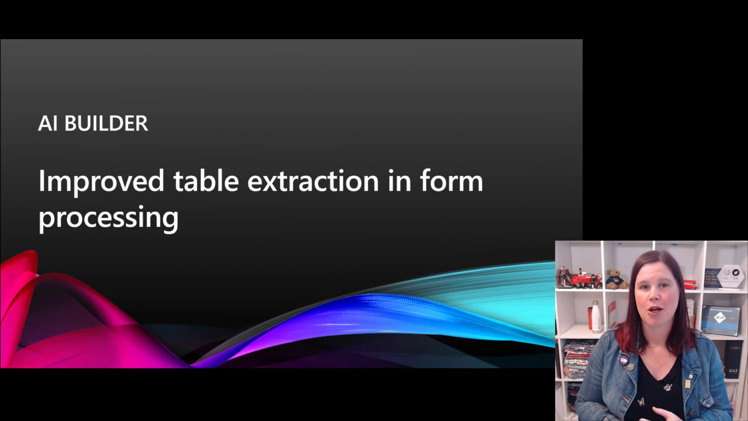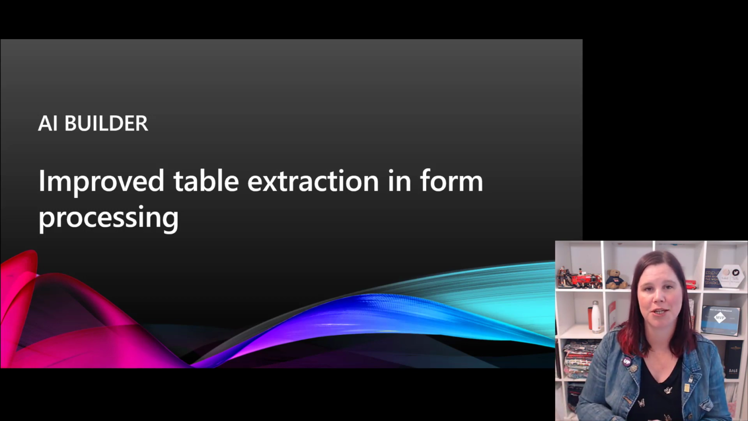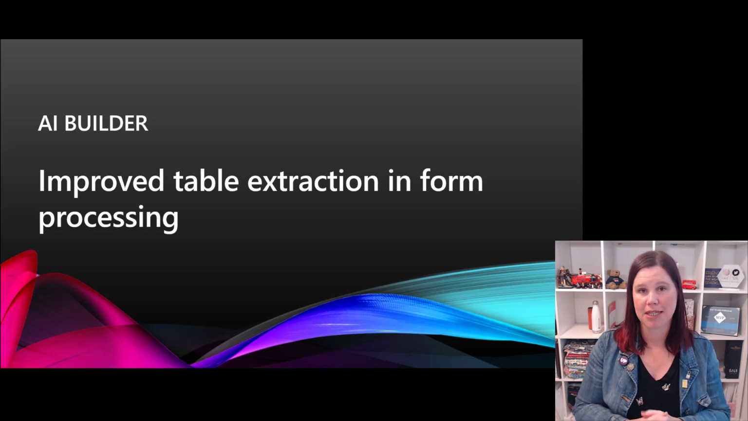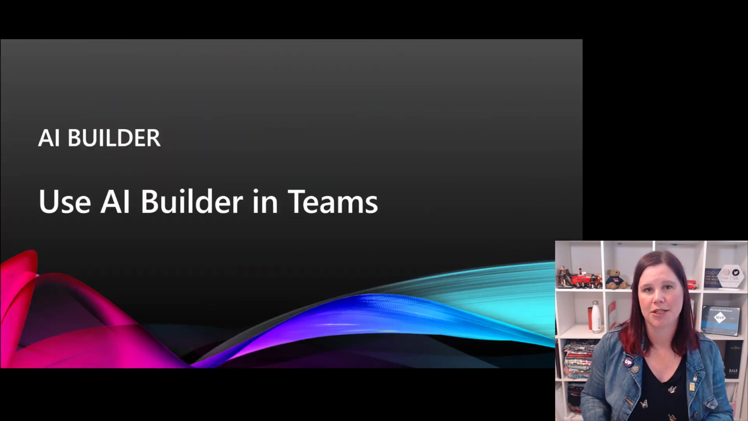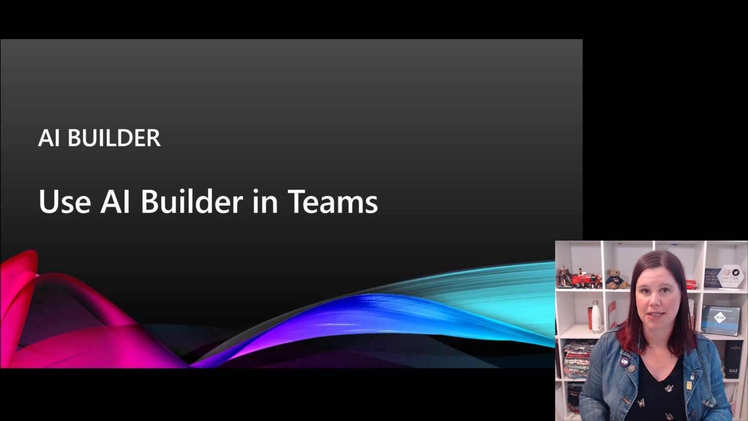In AI Builder, we have got the ability to, with the form processing model, so this is the one where it can take your forms, your documents and things and scan them and extract the information from it. It will now be able to handle more complex tables, so things where you've got merged cells or tables without borders, things like that. You'll be able to get the AI Builder form processing model to recognize those. I think this is one of the most commonly used parts of AI Builder, so more strength in that model now.